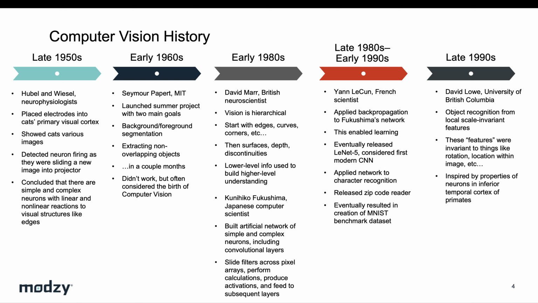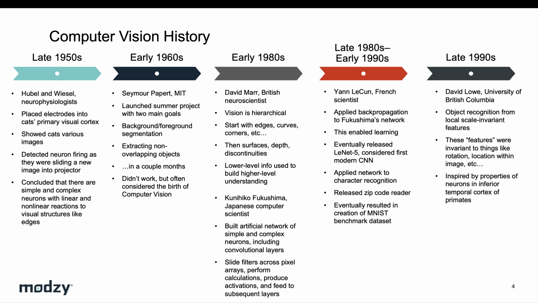So this all kind of started 60 plus years ago. A couple of neurophysiologists, they did a pretty cool experiment. They placed electrodes into cats' primary visual cortex region of their brain, and started to show them various images and tried to see how their brains reacted to it. And what they found was that they detected a neuron firing as they were sliding a new image into the projector up on the screen.